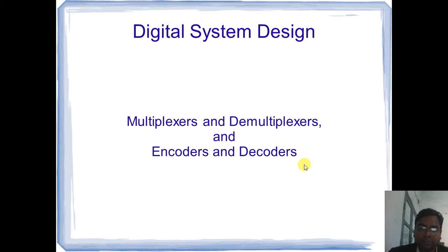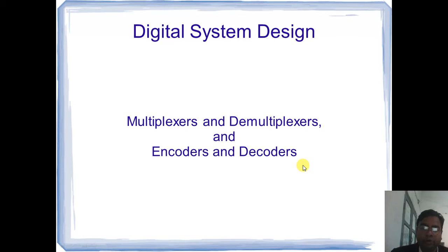Good morning, students. In the last lecture, we learned what a combinational circuit and a sequential circuit are. As we know, in a combinational circuit there is no memory element; the output depends only on the present input. In this series, we discussed the multiplexer and demultiplexer in the last lecture, and in today's lecture we are going to discuss encoders and decoders.